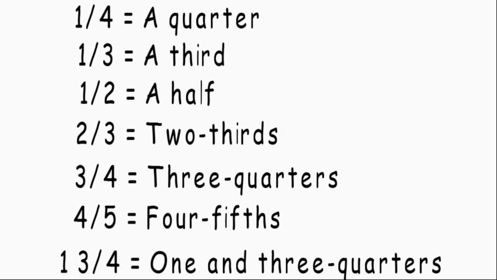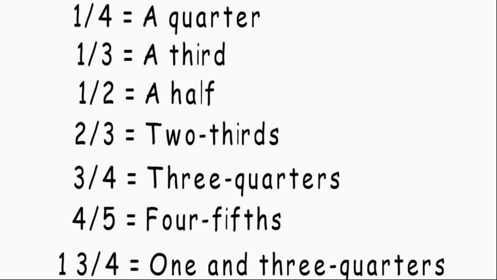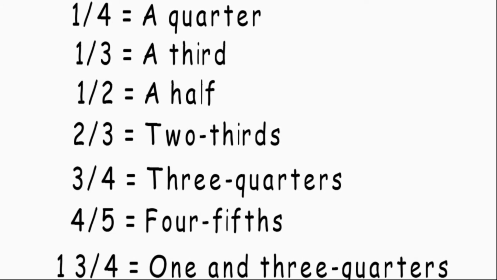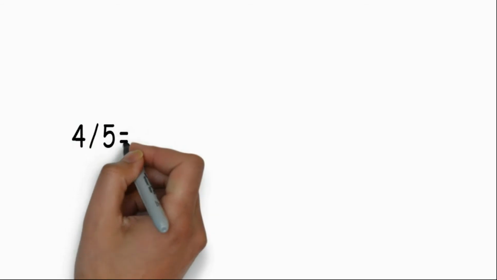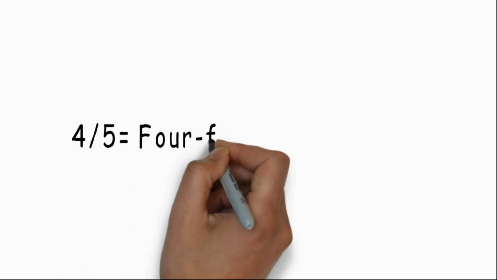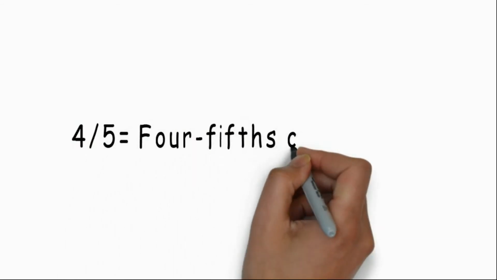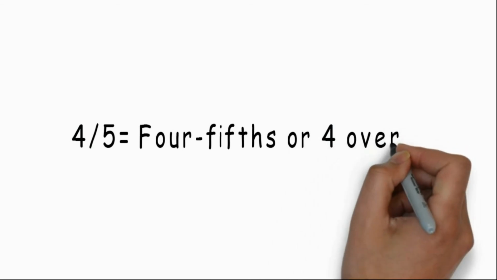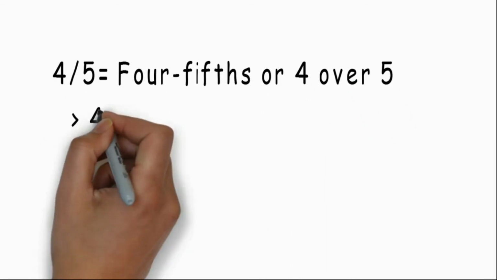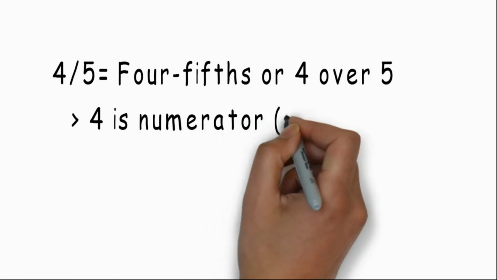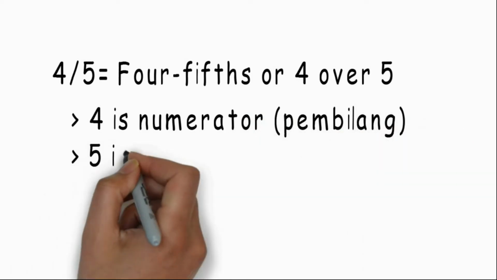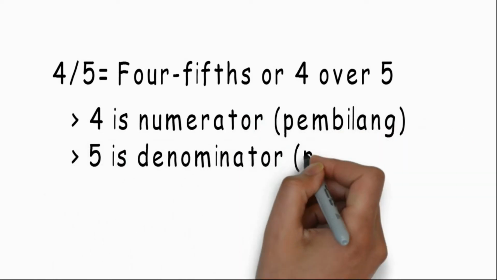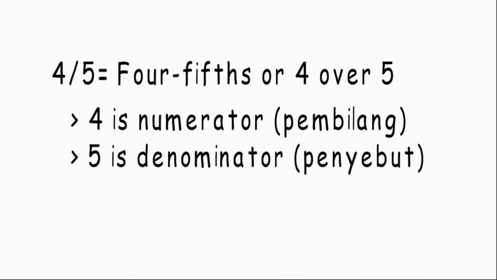As you can see, or you have heard before, that 4 over 5 could also be read as 4/5. Both are okay. And 4 is actually called numerator, and 5 is called denominator.